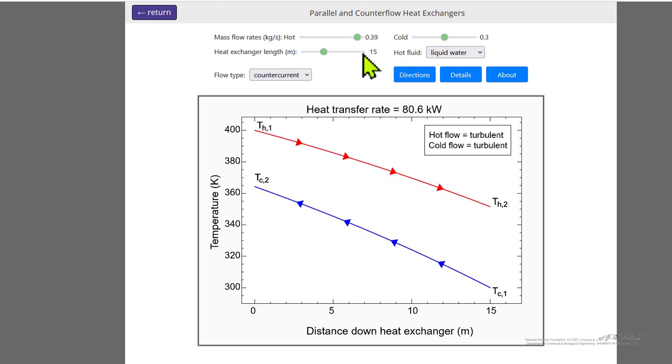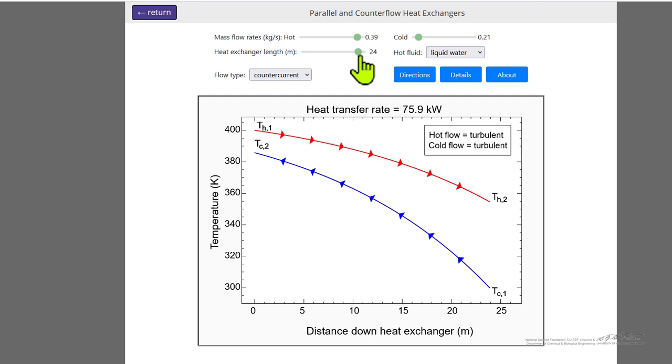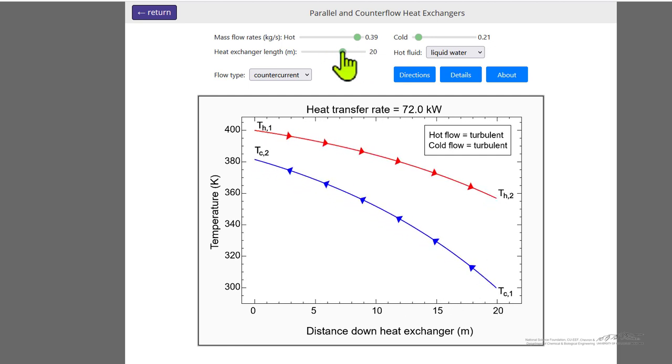As we do that, we see the temperature, of course, doesn't change as much, and we can make it more dramatic. If we slow down the mass flow rate of the cold fluid, then there's a large temperature change for the cold fluid compared to the hot fluid. We can make the heat exchanger longer. Then you see we get more heat transfer, obviously.